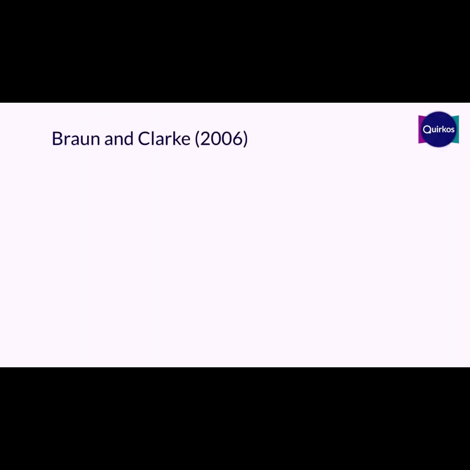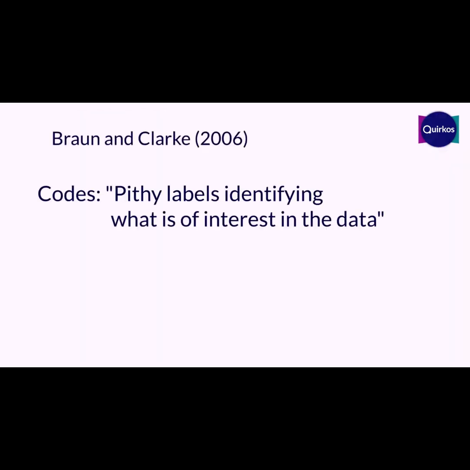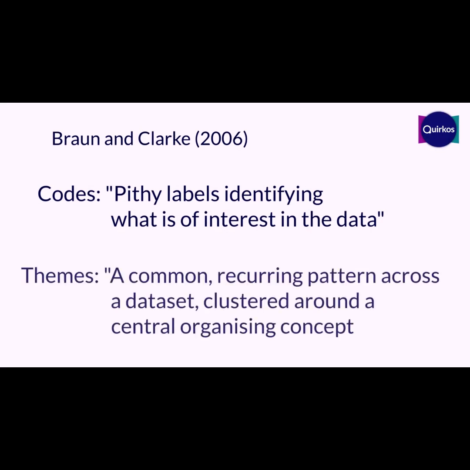Braun and Clarke describe codes as being a pithy label identifying what's of interest in the data, while themes are an idea or concept making a common recurring pattern across a data set, clustered around a central organizing concept. So in our example here, low-fat yogurt might be a code, and healthy eating would be something that would be more like a theme. So there are many different types of coding.